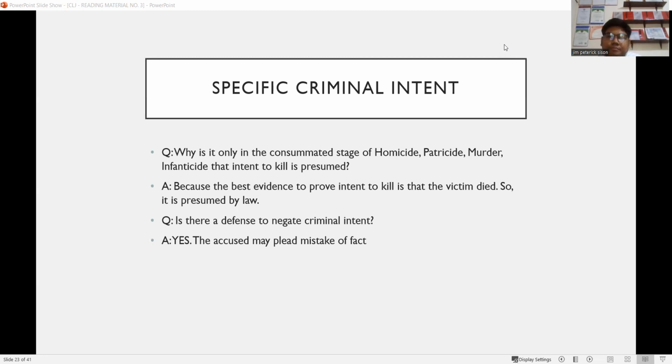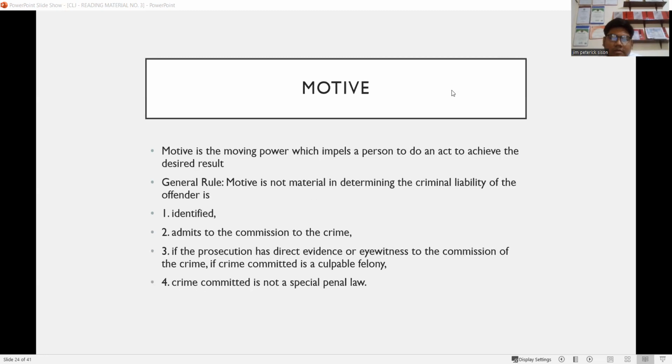Next, motive. What is motive? It is the moving power which impels a person to do an act to achieve the desired result. So, as a general rule, motive is not material in determining the criminal liability of the offender when the offender is what? Identified. The offender is already identified, so no need to prove motive. And when the offender or the accused admits to the commission of the crime, or if the prosecution has direct evidence or an eyewitness, direct evidence meaning it was caught on CCTV footage that the accused was stealing or killing the victim, or an eyewitness who saw the accused killing the victim during the commission of the crime, and the crime committed is not under a special penal law but under the RPC, the Revised Penal Code.